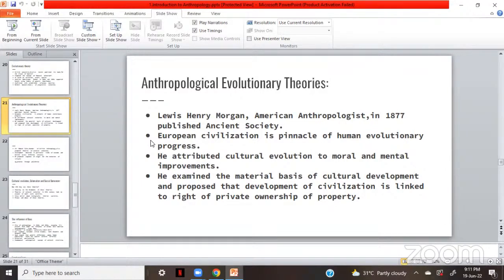So he examined the material basis of cultural development and proposed that the development of civilization is linked to the right of private ownership of property. He gave the example of what he called primitive cultures, other societies which are more communal in nature, where there is no concept of private ownership of property like that in the capitalistic society or in the West. Those societies are far more primitive because people do not have enough resources. They are not evolved enough to own their own property. I hope I'm clear so far.